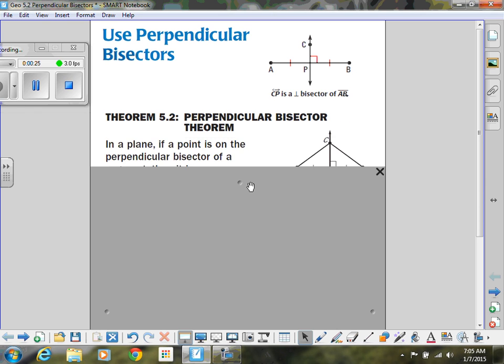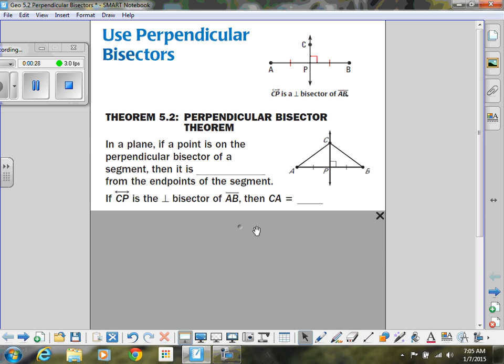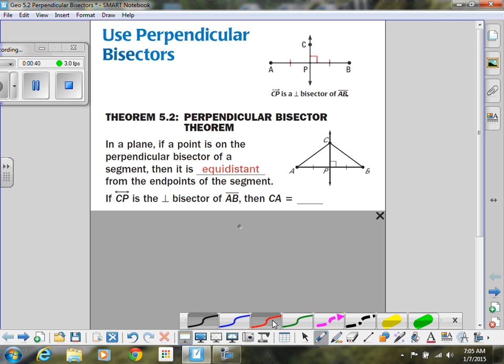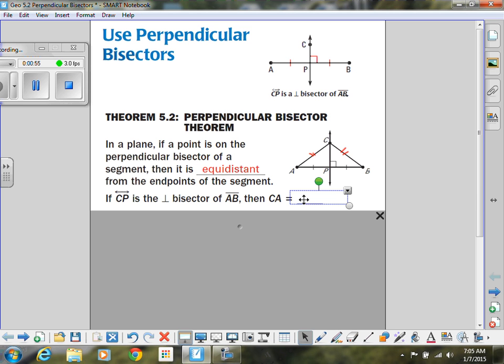So here's what we know about perpendicular bisectors. First, if we have a perpendicular bisector of a segment, then it is equidistant from the endpoints of the segment. And all we mean by equidistant is that it's the same length. So from C to A, that's going to be the same distance as from C to B. As you can see down here, it says if CP is the bisector, then CA is equal to CB.